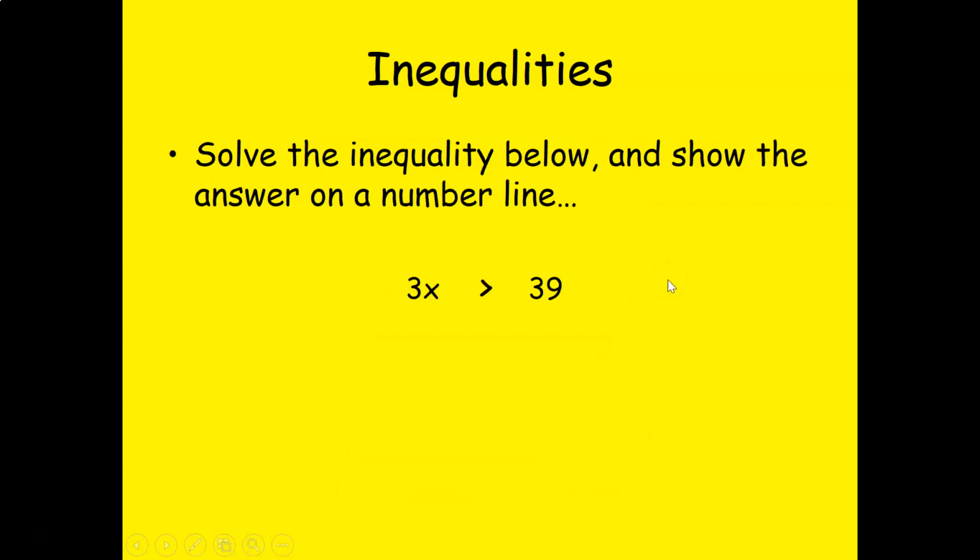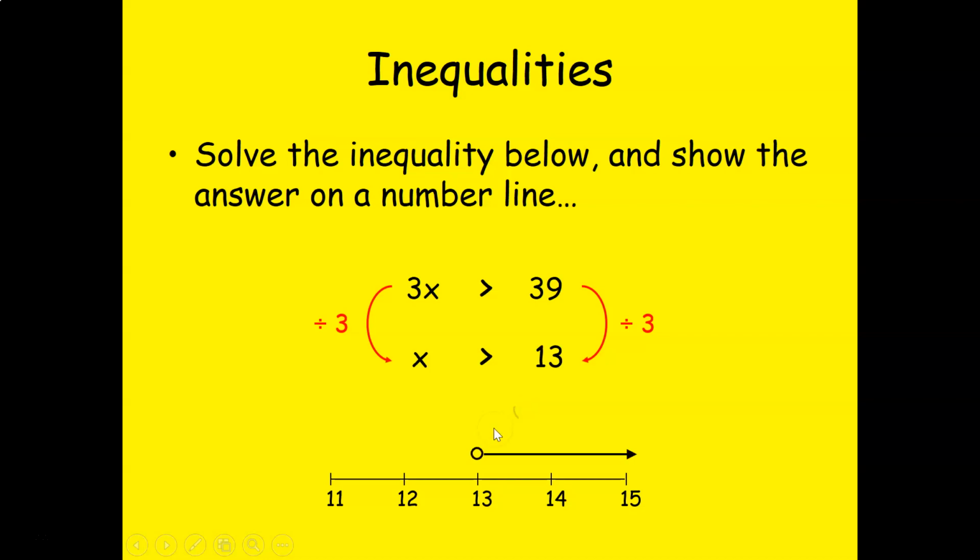Solve the inequality below and show the answer on a number line. 3x is greater than 39. The numerical coefficient of x is 3. So we divide both sides of the equation by 3. X is greater than 13. And its graph is a circle on 13 and an arrow pointing to the right. And its notation is 13, comma, infinity. We use a parenthesis because there is no equal sign.